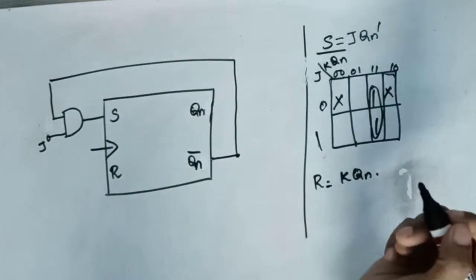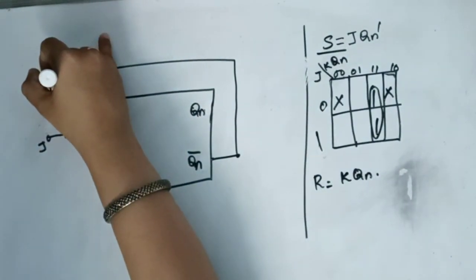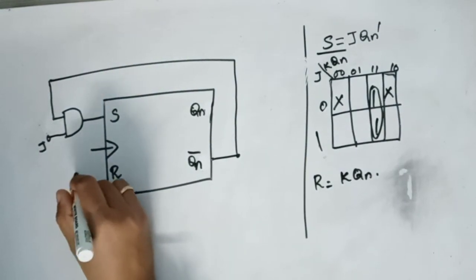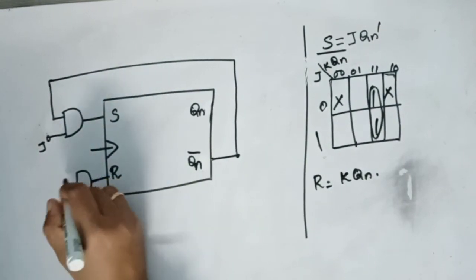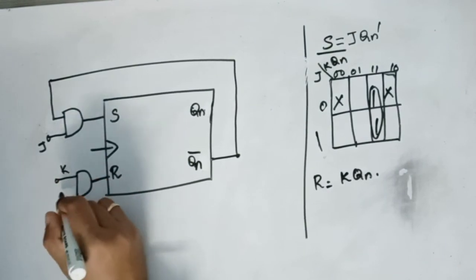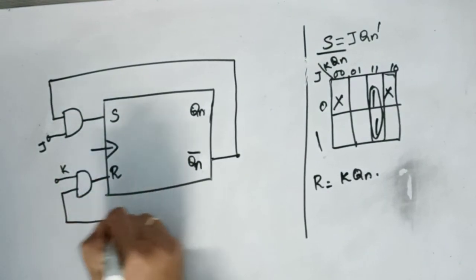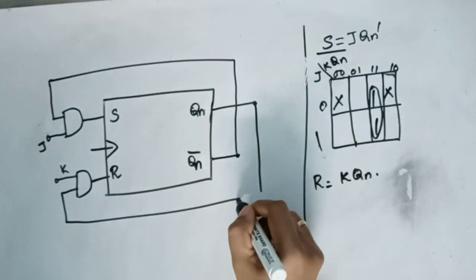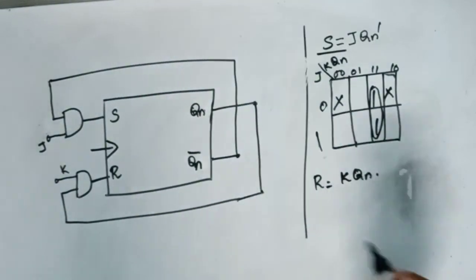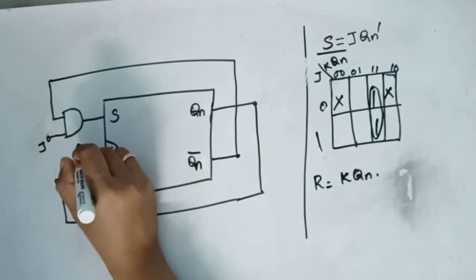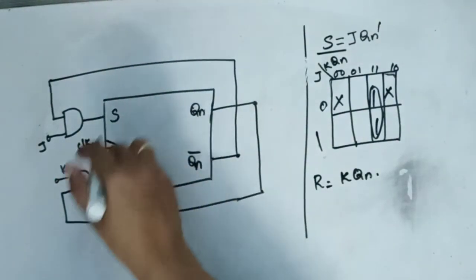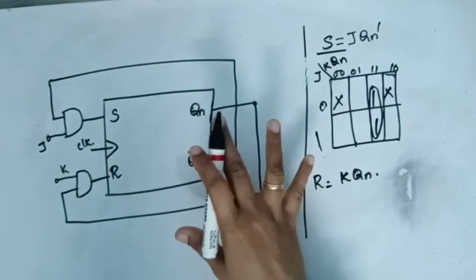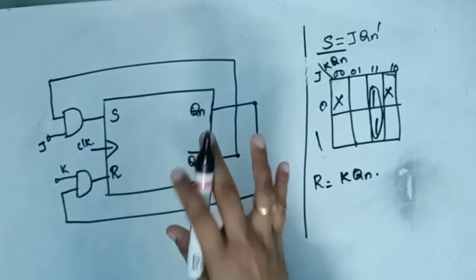And R is equal to K into Qn. R equal to, that is again an AND gate, K into Qn. Okay, and this is clock. This is a representation of a flip-flop. So this is how you convert SR to JK.